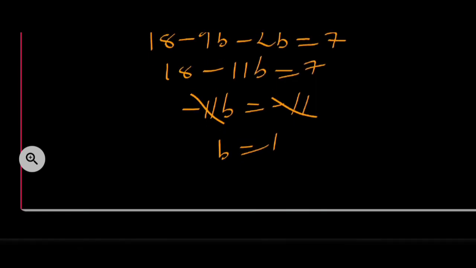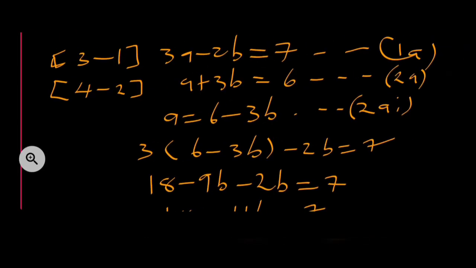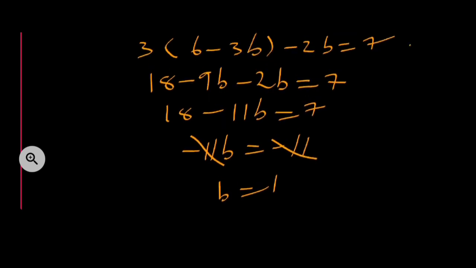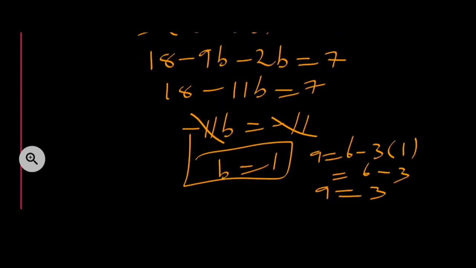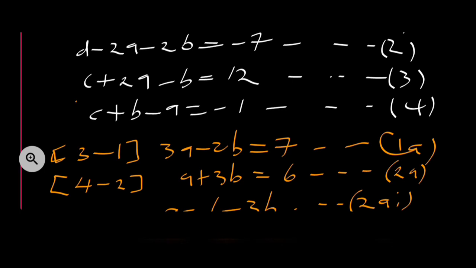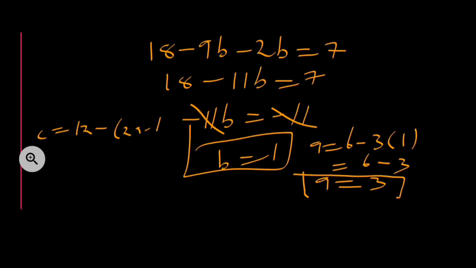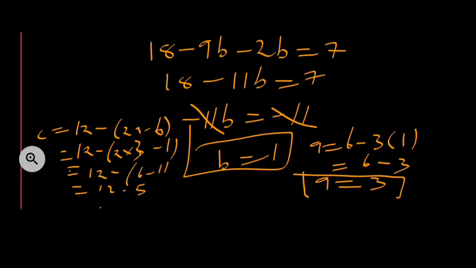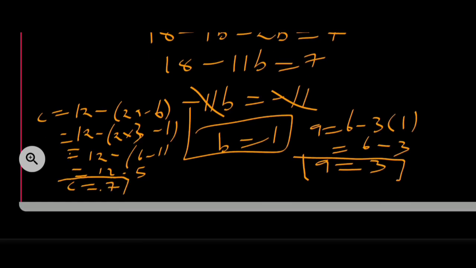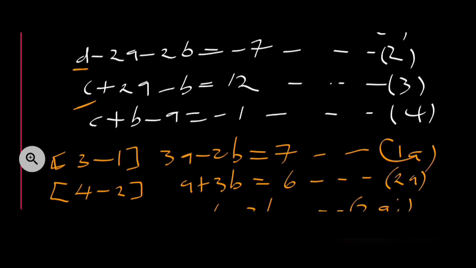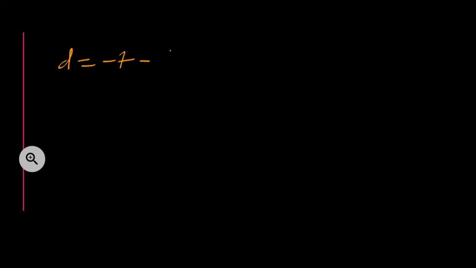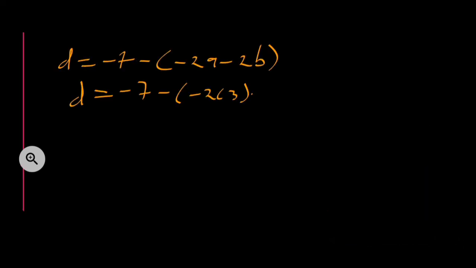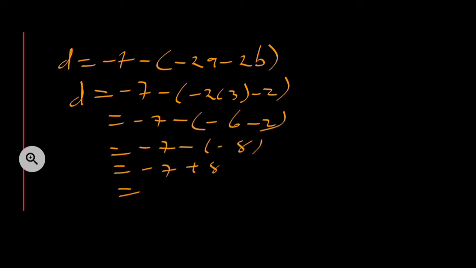Now putting b as 1, that is, substituting the value for b in equation 2ai, we get that a is equal to 3, and from equation 3 we can make c the subject of formula, plug in the values of a and b we got, and then solve to get that c is equal to 7. Similarly, we can make d the subject of formula in equation 2, plug in the values of a and b we got, and then solve to also get that d is equal to 1.